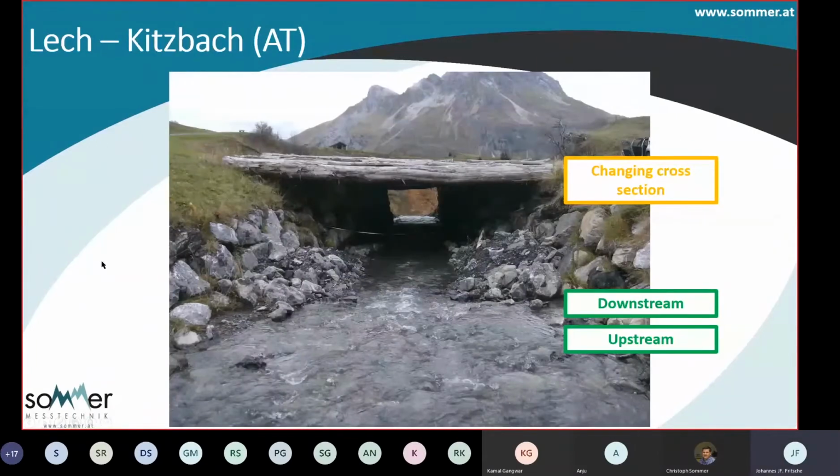Here another mountain river in Austria. The problem here, we have a changing cross section. Here upstream we have a wide riverbed, and then when the bridge was constructed, the river narrows and we have this sort of channel here. But if we mount the instrument underneath the bridge here, we can either look downstream or upstream as long as we're in this section with the constant cross section here.